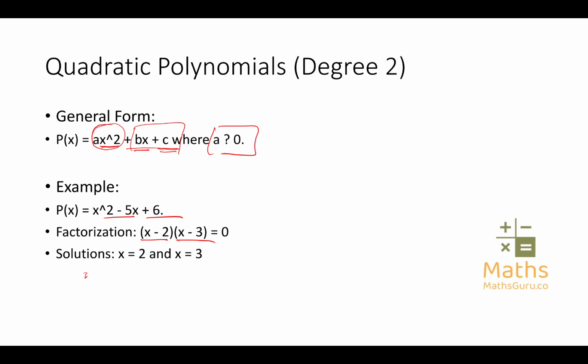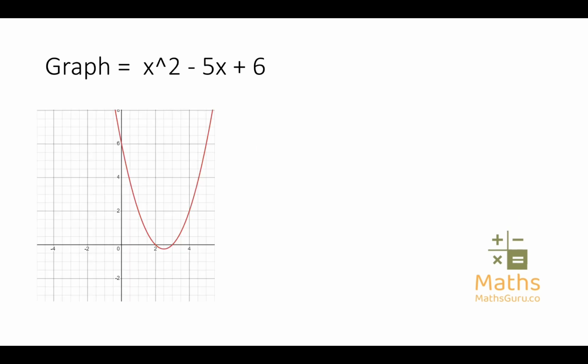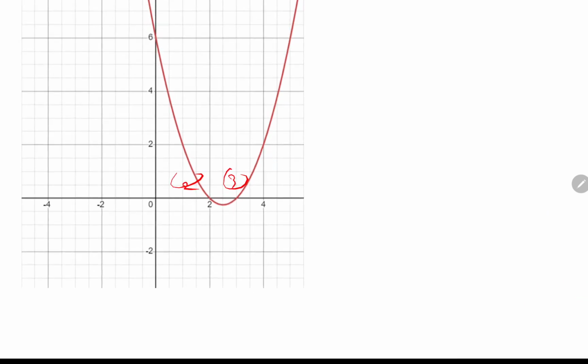Let's see how it gets converted into the graph. It's a kind of parabolic shape. So here it will cross at 2 and at 3. These are the 2 points at which it intersects the x-axis.